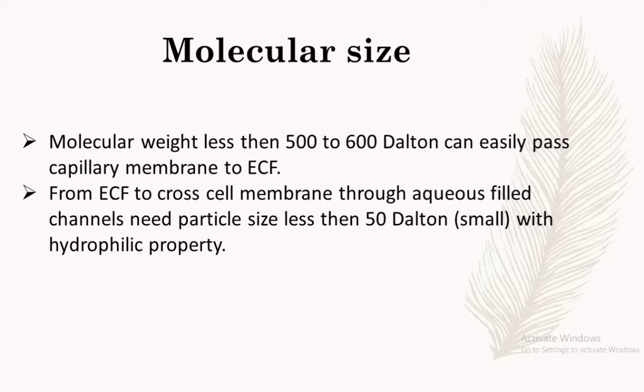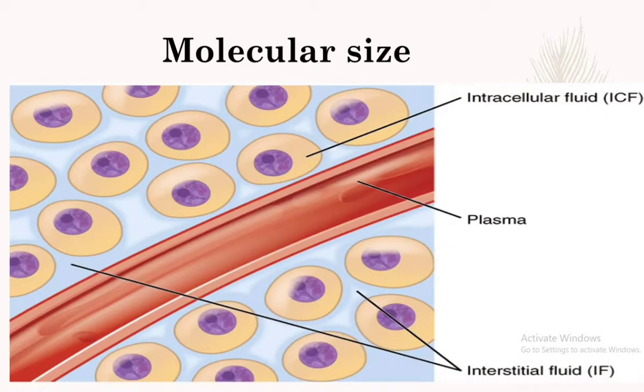So we can conclude that the smaller the molecular weight, the easier to cross the cell membrane, so the higher will be the distribution of drug. You can see in the picture that a 500 to 600 Dalton size drug can easily pass the capillary membrane, and to enter the cell from extracellular fluid it should be smaller in size, about 50 Dalton.